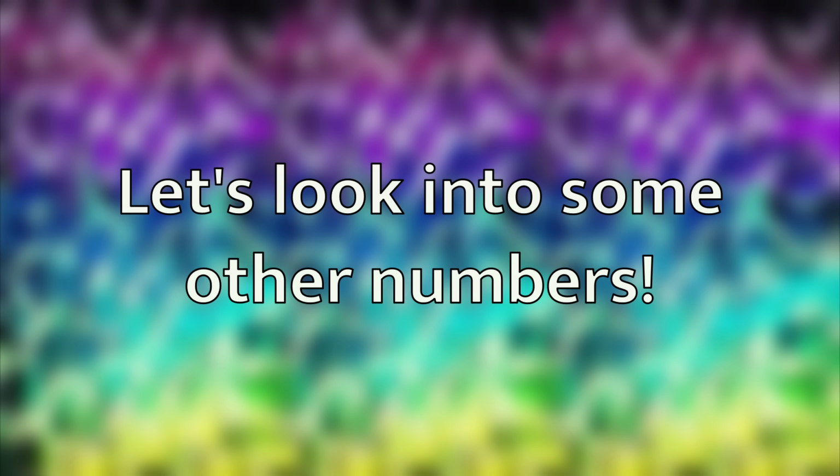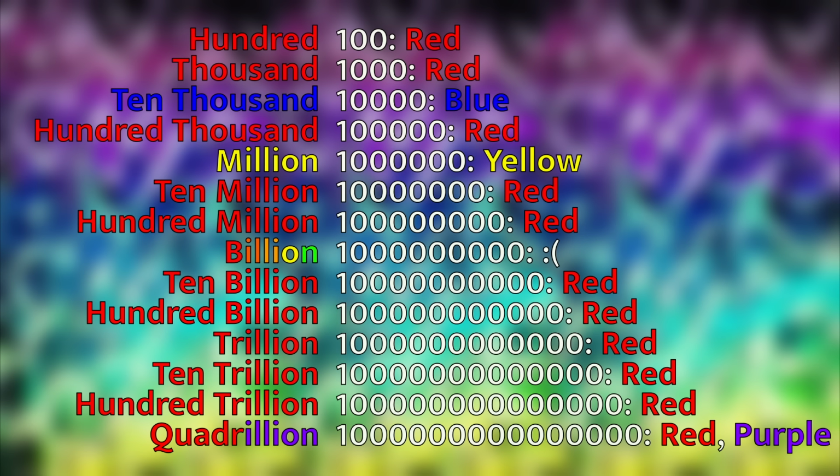Let's look into some other numbers. The number 100 was red. The number 1000 was also red. Actually, almost all of the powers of 10 ended up as red, with the exceptions of 10,000 as blue, 1 million as yellow, and 1 quadrillion, which was tied between red and purple.